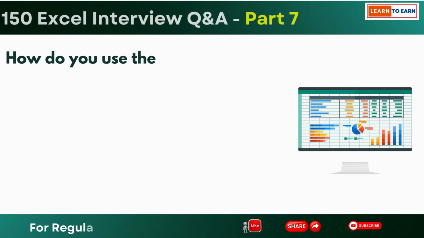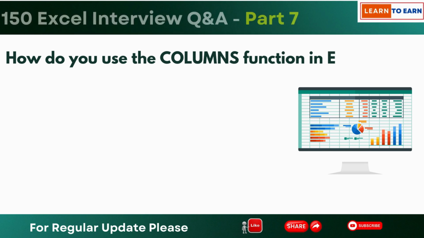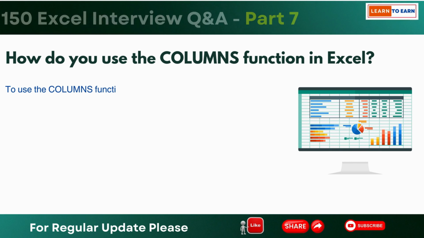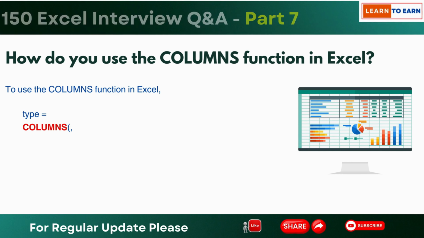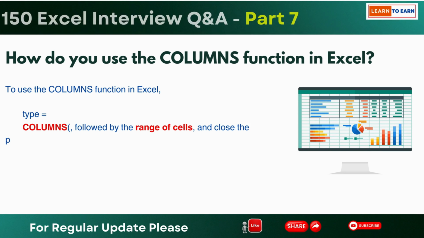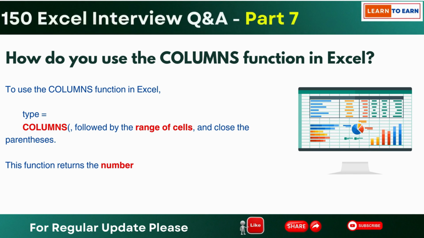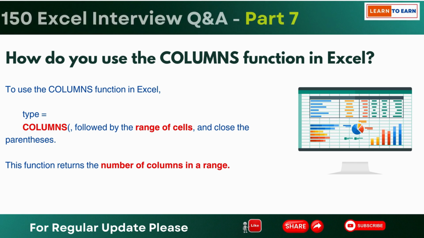How do you use the columns function in Excel? To use the columns function in Excel, type COLUMNS followed by the range of cells and close the parentheses. This function returns the number of columns in a range.